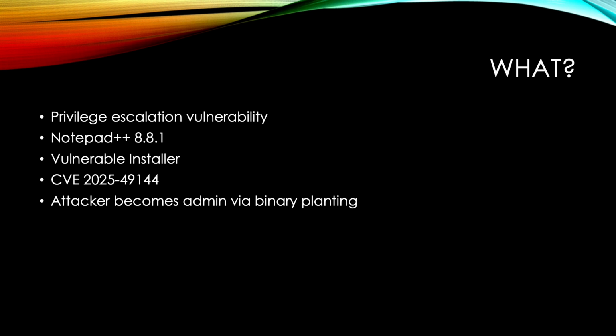There is already a CVE, 2025-49144, and the flaw allows attackers to gain system-level privileges, so admin access. The technique to be used is known as binary planting, and here's how it works.